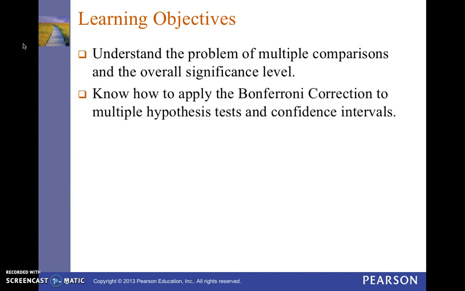Know how to apply the Bonferroni correction to multiple hypothesis tests and confidence intervals. Now, even though this is covered in your chapter, in no place will you actually have to pay much attention to this, either in your homework or going forward. If you don't get this whole Bonferroni thing, it sounds like a dance, doesn't it, don't worry about it. I'm not even going to really talk about it in this lecture, okay?